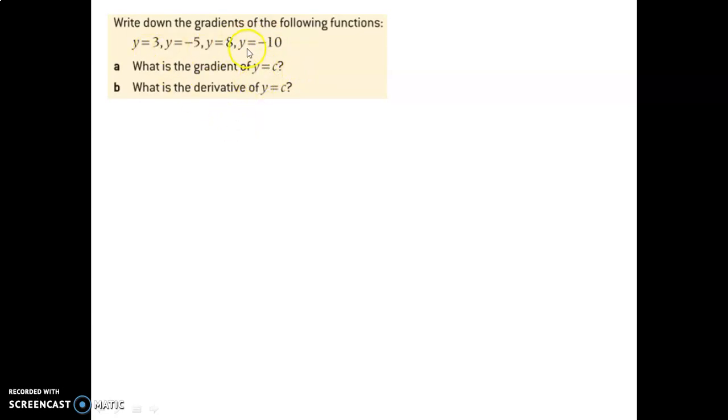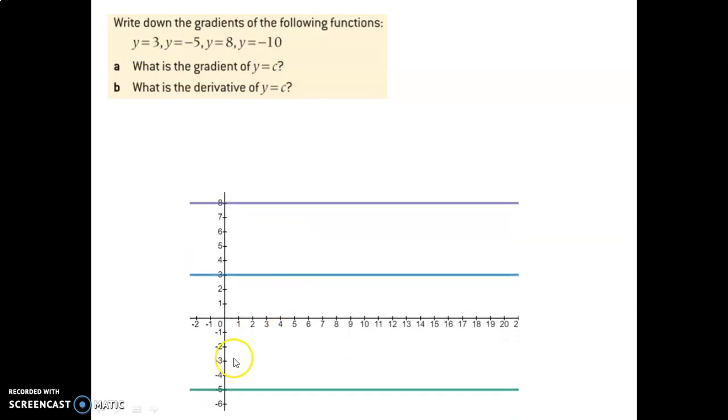Well, let's remind ourselves what these graphs look like. There's y equals 8. There's y equals 3. There's y equals -5. Anytime you have y equals just a number, they are horizontal lines. So what's the gradient of those lines? Clearly, the gradient of lines of that form, in other words when y equals c, some number, is 0. There's no slope here, so the gradient is 0.